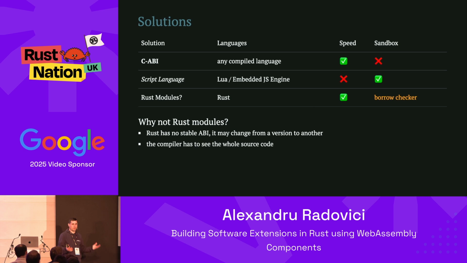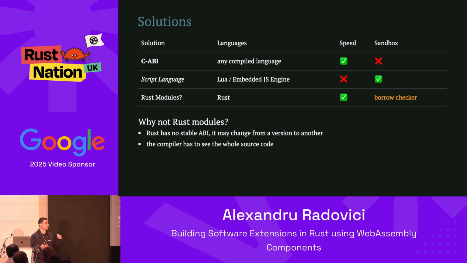So for a JavaScript application and the browser application, yes, you just write some JavaScript that you load. But for native applications, these are the ways. Either use the C ABI, so just make a shared library. And this is the old classic way of writing plugins. It works in any compiled language. Any language will probably be able to export the C ABI. It's super fast, but it's not sandboxed.